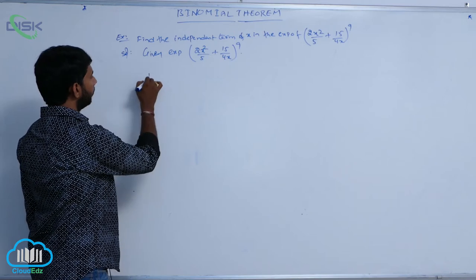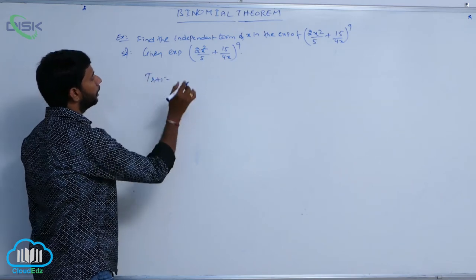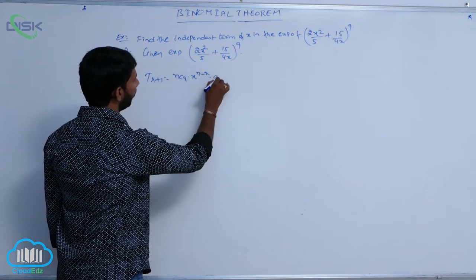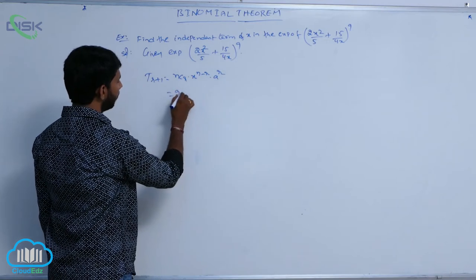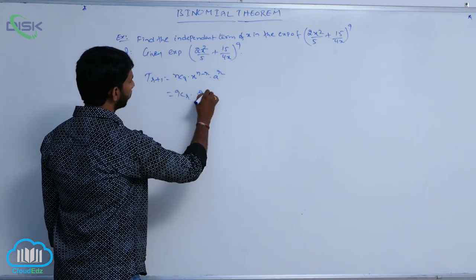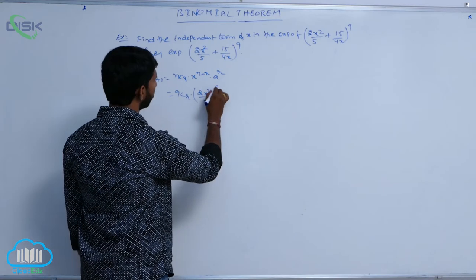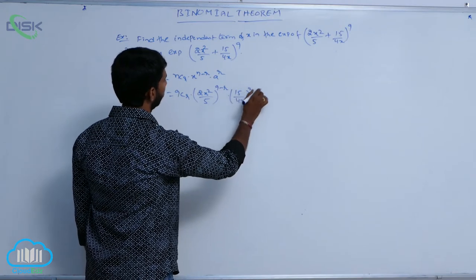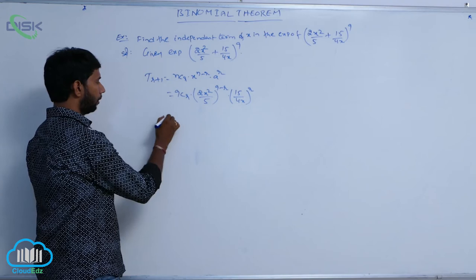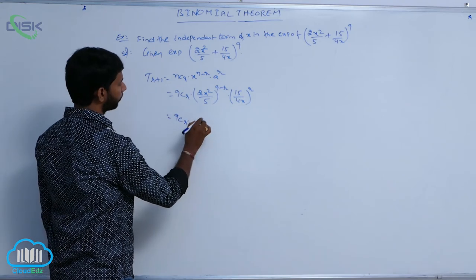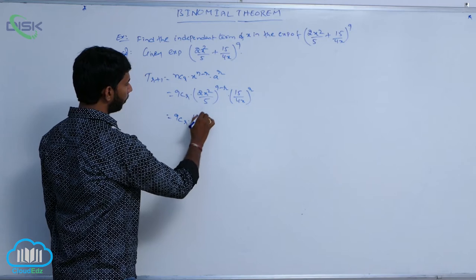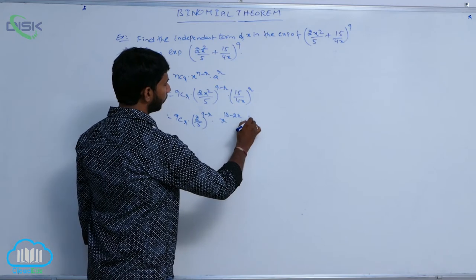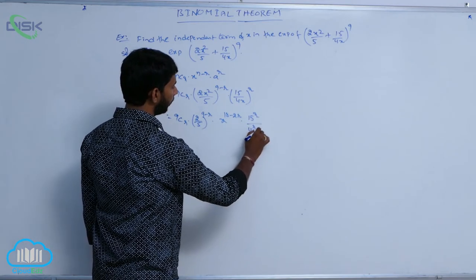First find T(r+1). T(r+1) is equal to nCr into x to the power n minus r into a to the power r. That is 9Cr into (2x²/5) whole power 9 minus r into (15/(4x)) whole power r. That is 9Cr into (2/5) whole power 9 minus r into x power 18 minus 2r into 15 power r by 4 power r into x power r.